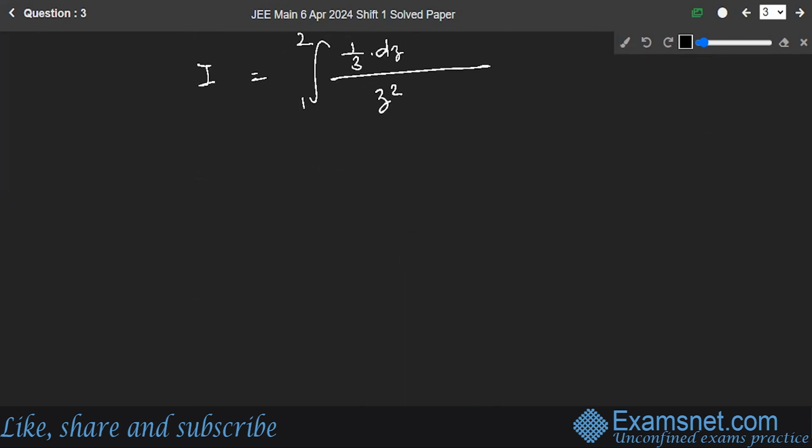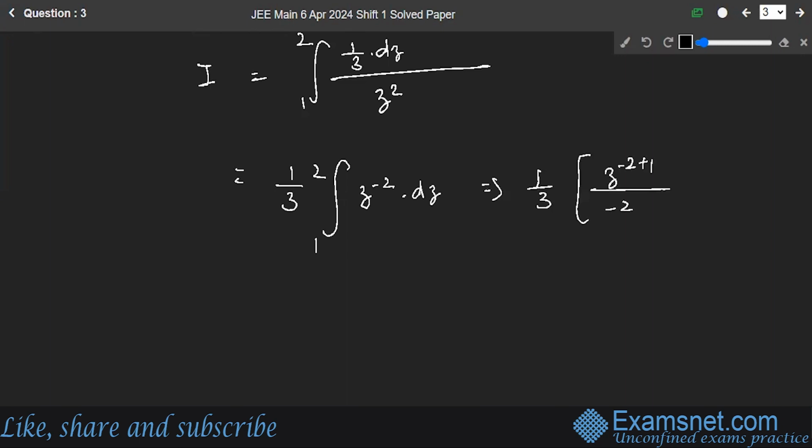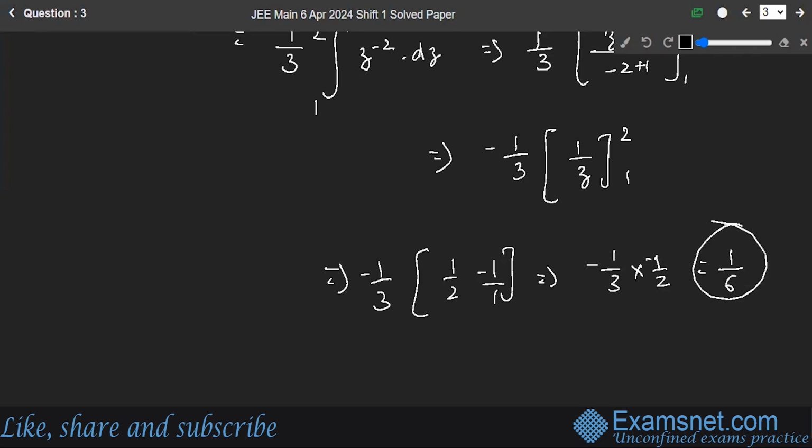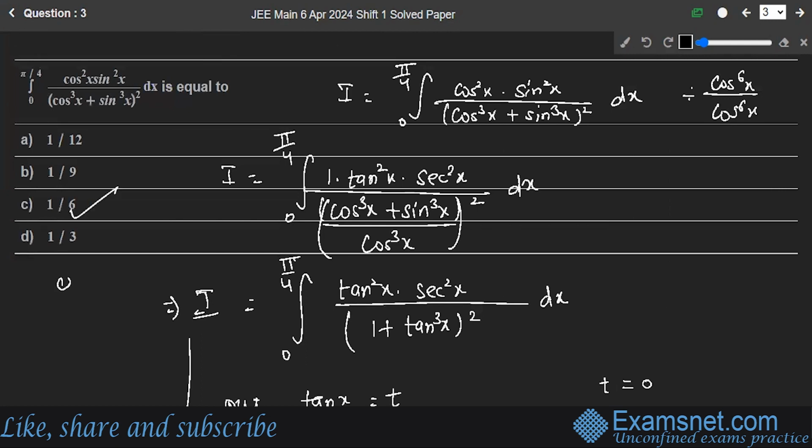Let's take this 1 by 3 outside. The limits 1 to 2, this is z power minus 2 dz. This will be given by 1 by 3, and z power plus 1 upon this, right? With the limits. So this will give me minus 1 by 3, and this is 1 upon z. So this will be minus 1 by 3 into 1 by 2 minus 1 by 1, which will give me minus 1 by 3 into minus 1 by 2, which is equal to 1 by 6. So this is the answer to the question, option C. Hope you got that. Let's move to the next question.